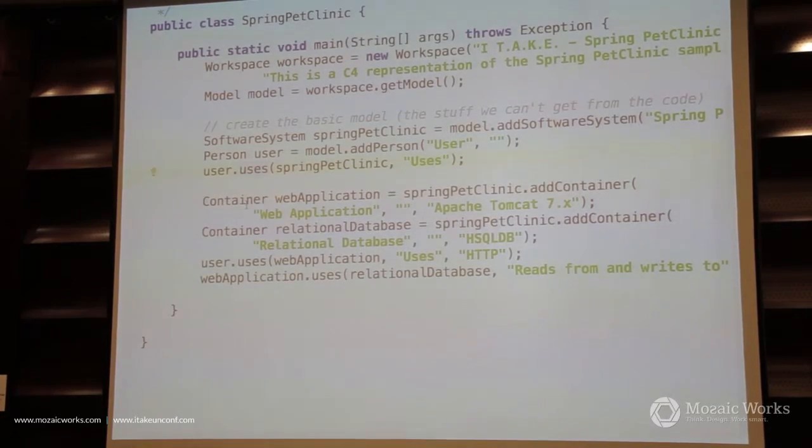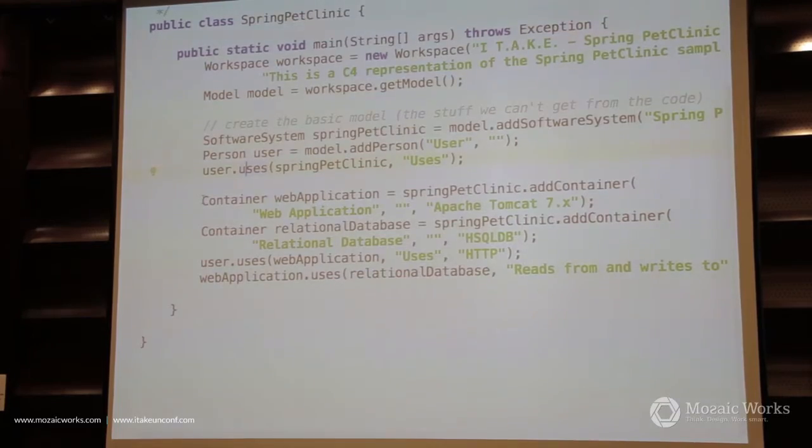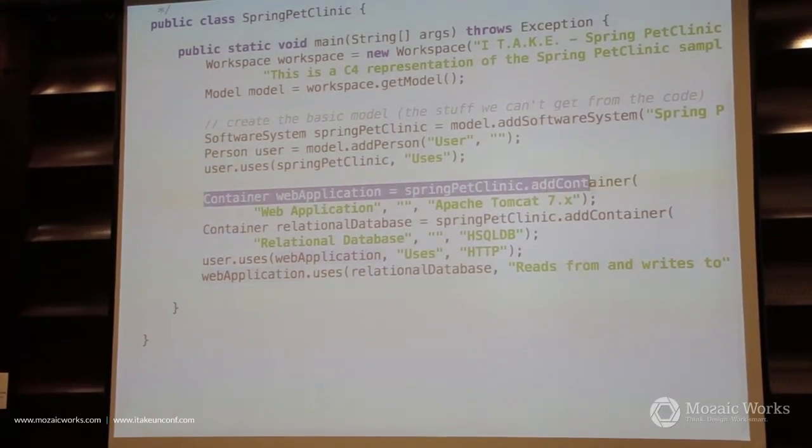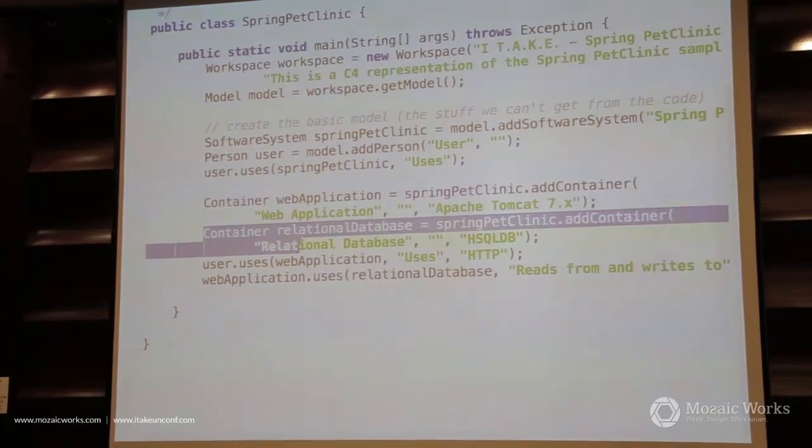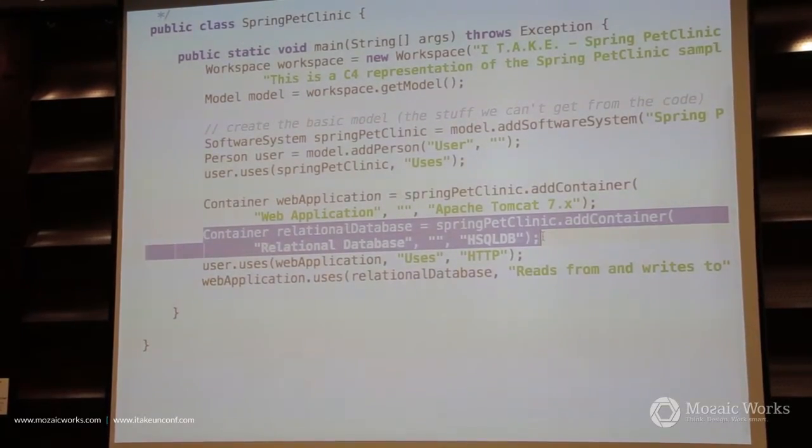Stepping down a level, now I've got some code that creates the various containers. So basically the Spring PetClinic system is a web app in Java talking to a database. So I'm going to create a web app, give it some information, and I'm going to create another container to represent the database. And I'm going to say the user uses the web application, and the web application uses the database. So all we're doing is we're building a really simple domain model based upon that ubiquitous language I showed you this morning. And that's actually all we need to describe those top two levels, the context and containers level.